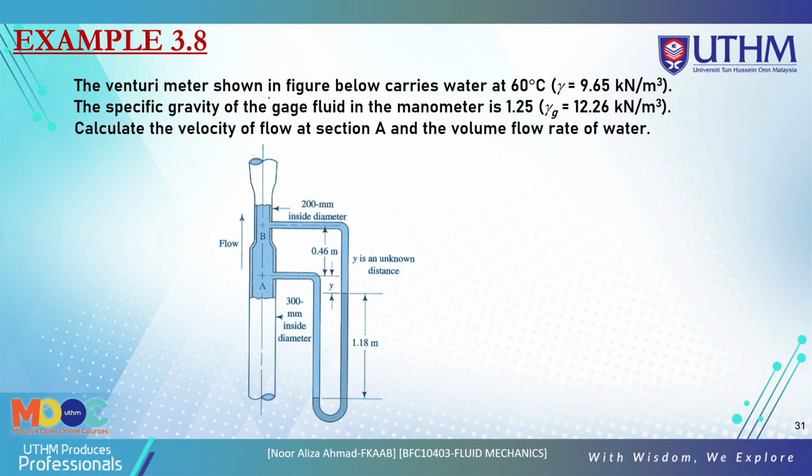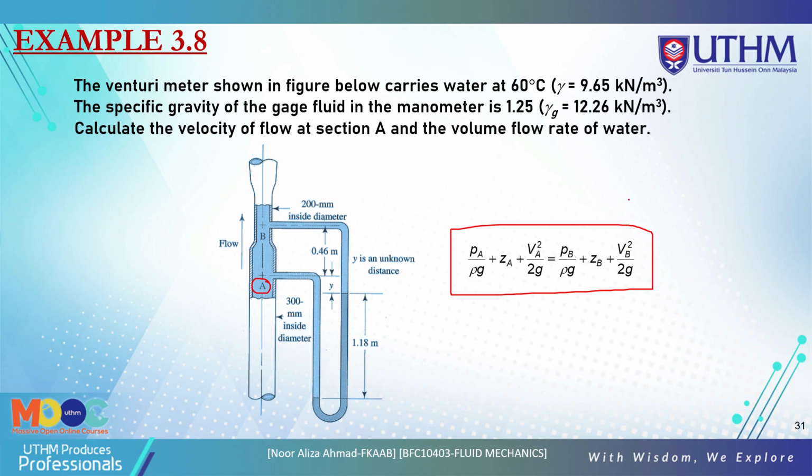The venturimeter shown in the figure below carries water, and the specific gravity of the gauge fluid in the manometer is 1.25, with a specific weight of 12.26 kilonewton per meter cube. Calculate the velocity of flow at section A. First, you must remember to use the Bernoulli equation at point A to point B here, based on this Bernoulli equation.